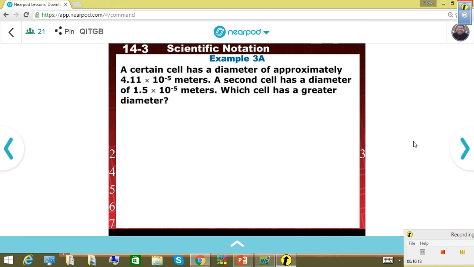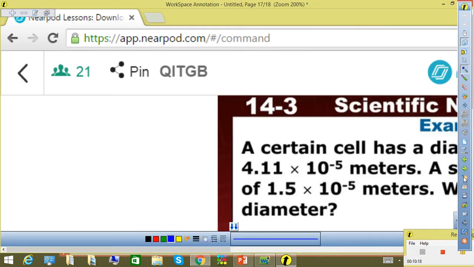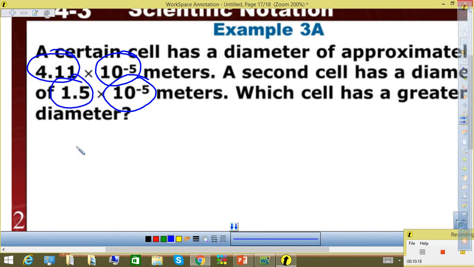It says a certain cell has a diameter approximately of 4.11 times 10 to the negative fifth. Let me zoom in. And another one has a diameter of 1.5 times 10 to the negative fifth. Do you guys notice that these two are the same? When you have two numbers in scientific notation that have the same exponent, then you need to focus on this number.